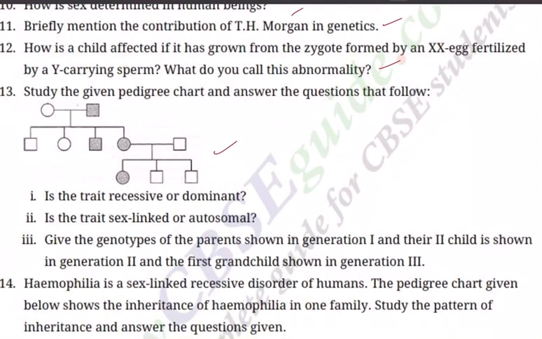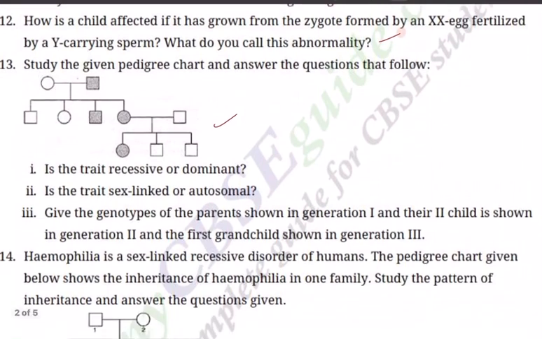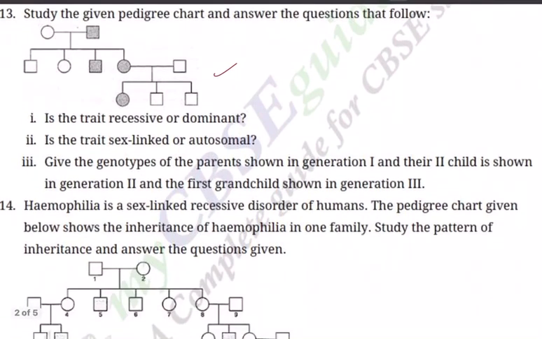And third, give the genotypes of the parents shown in generation 1 and their second child as shown in generation 2 and the first grandchild shown in generation 3. Question number 4. Hemophilia is a sex-linked recessive disorder in human beings.